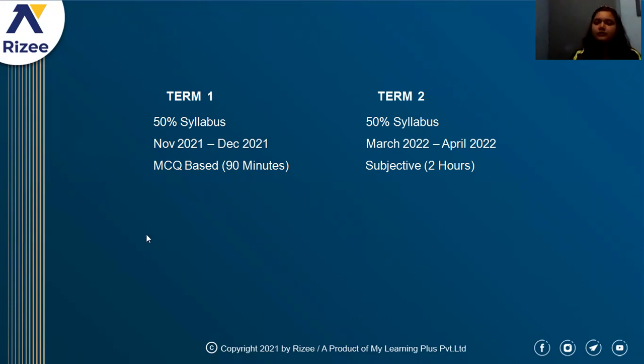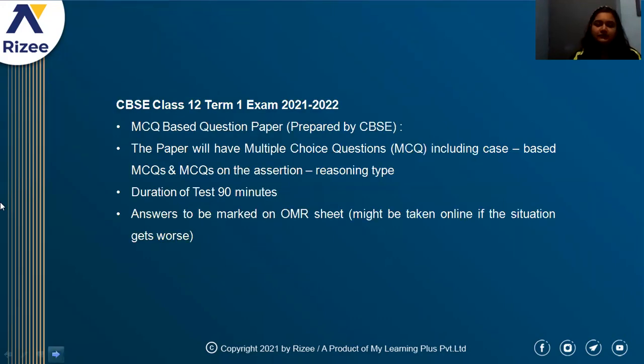Now we'll look in more detail at term 1, like how you will be evaluated, what the MCQ based questions are, and how you will mark them. So we'll look at the next screen. Okay, तो CBSE क्लास 12 टर्म 1 एग्जाम्स यहाँ पर दिख रहा है आपको कि एक MCQ बेस्ड क्वेश्चन पेपर होने वाला है, which will be provided by CBSE, like your school teacher will not prepare it.